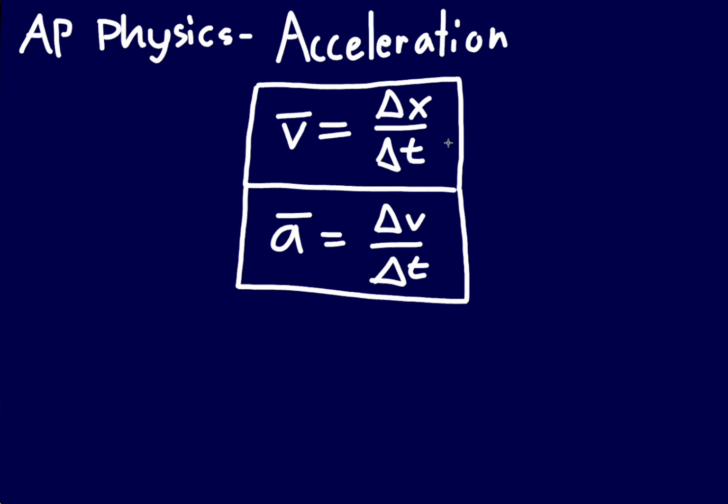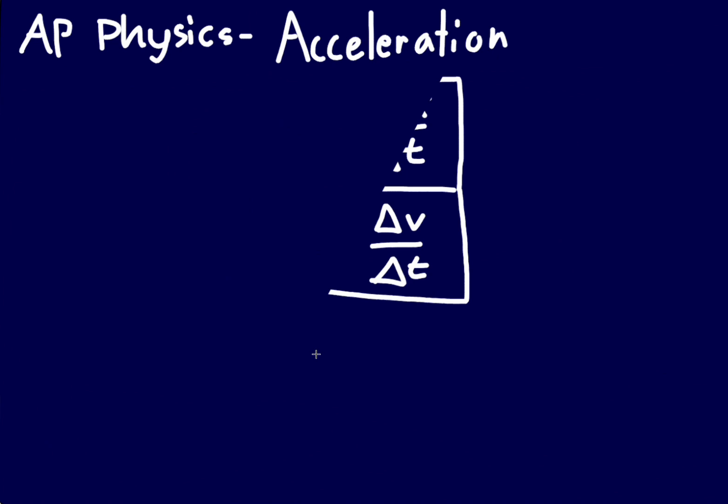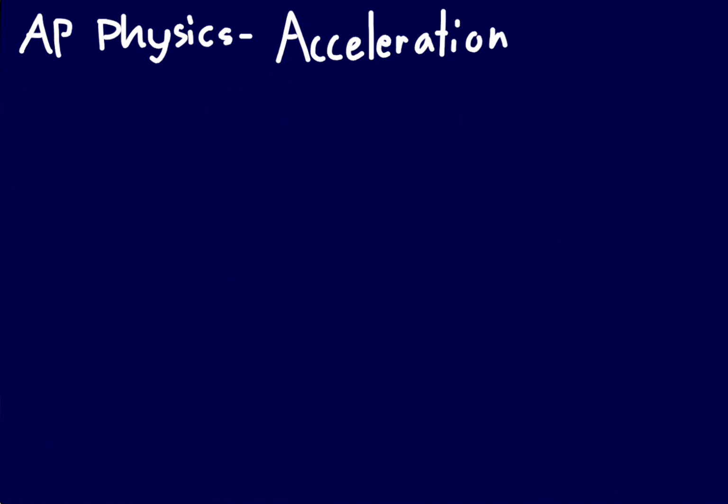This means that if you have an object whose velocity is changing over a time interval, then that object must be accelerating. To see this more concretely, I think it's important to consider two examples. The first of these examples will be a toy car. Let's say a toy car is accelerating from rest to 1 meter per second in the span of a second.